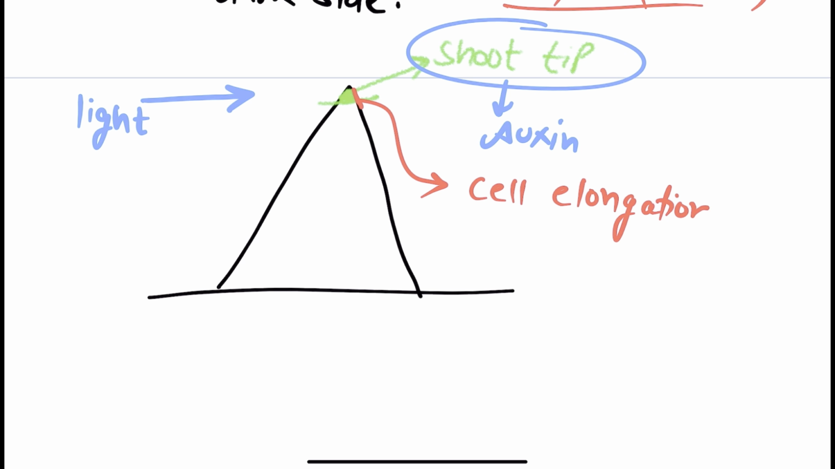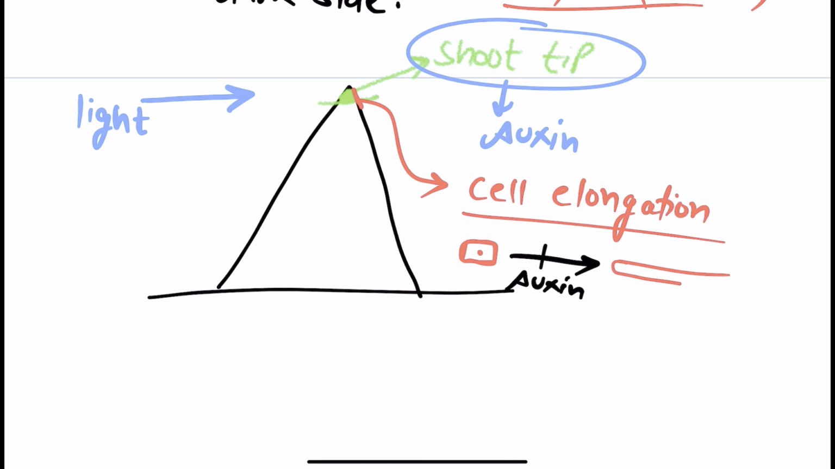ऑक्सिन क्या काम करेगा? ऑक्सिन एक सेल का एलोंगेशन करेगा, एक सेल की लंबाई बढ़ाएगा. Think of it like this: this is a plant cell and its nucleus. After the application of auxin, it will grow in size. This is known as cell elongation, and it's the first function of auxin.